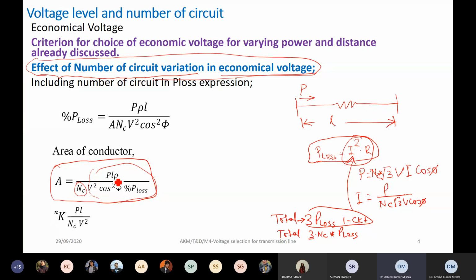With similar assumptions as in the single circuit case, here also we can assume the same, because I do not want to repeat the same assumptions again. So this A with multiple circuits can be expressed as K times the power to be transmitted times the length up to which it is going to be transmitted, divided by the number of circuits times V square. Again I repeat, the only change in this expression is the new term, the number of circuits.